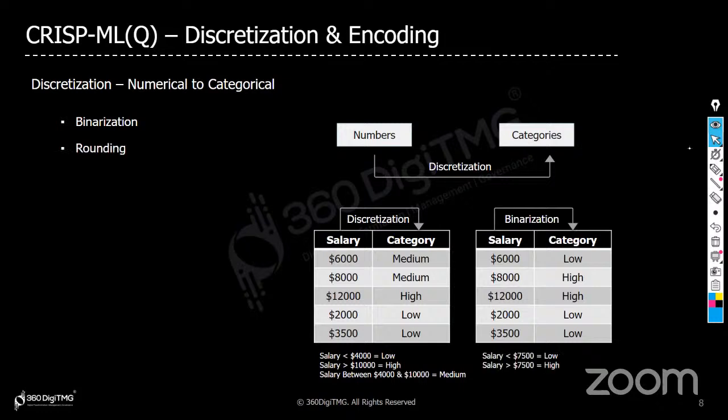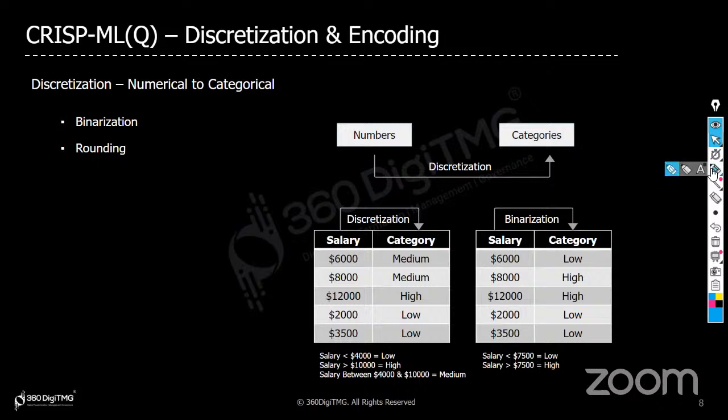So when we have a numerical column, and the requirement is like some machine learning algorithms are not supporting numerical, they're expecting that to be in categorical, that's when we will convert numerical into categorical. That process is called discretization. Okay, when we are applying the rules, if we just divide that numerical column into two categories, that is called binarization. Next, what is rounding?